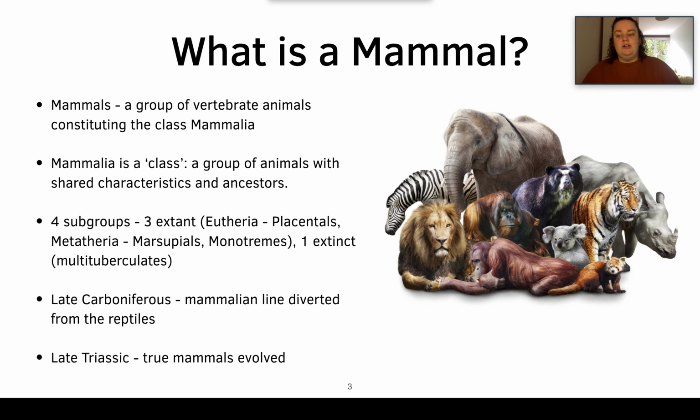What is a mammal? Mammals are a group of vertebrate animals consisting of the class Mammalia. And the class Mammalia is a group of animals with shared characteristics and ancestors. There are 4 subgroups. 3 are extant, which are the placentals, marsupials and monotremes, and there is 1 extinct, which is known as the multituberculates. So the mammalian line diverged from the reptile line sometime during the late Carboniferous, and it is only in the late Triassic that true mammals evolved.